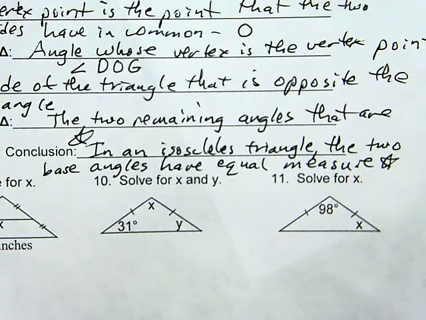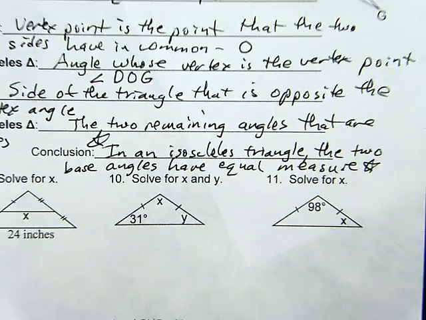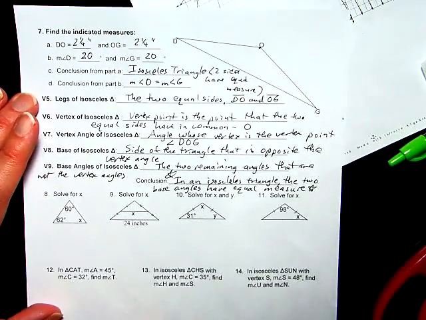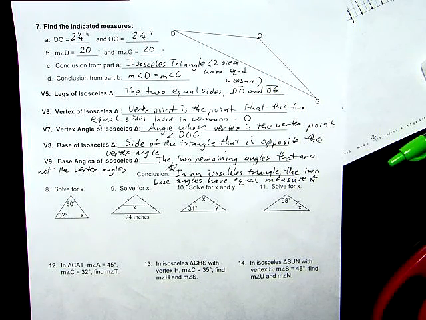So not only does an isosceles triangle have two sides that are congruent, it also has two angles that are congruent, the two base angles.